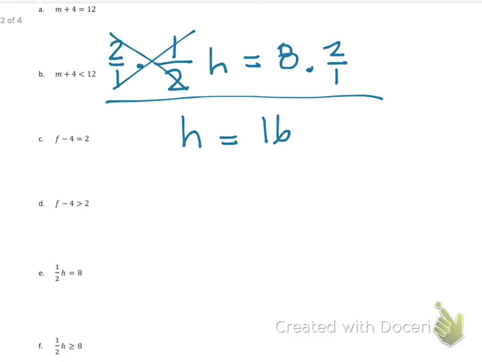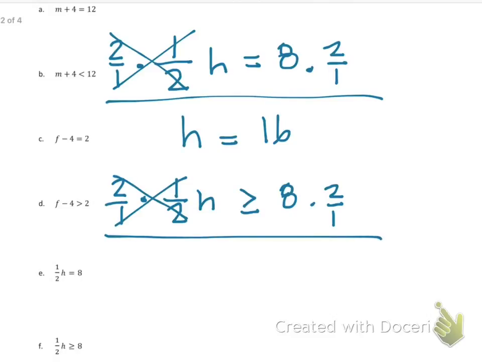And finally, we have 1/2 h is greater than or equal to 8. And I want to isolate the h, so normally I would divide by 1/2, but I can't divide by a fraction, so I'm going to, that's right, multiply by reciprocal. Whatever I do to one side, I have to do to the other side. Okay? When you cancel out the 2's and the 1's, we get h is greater than or equal to 8 times 2, which is 16.